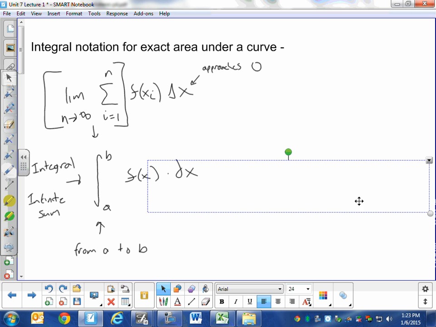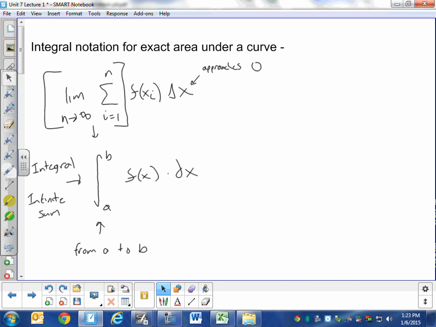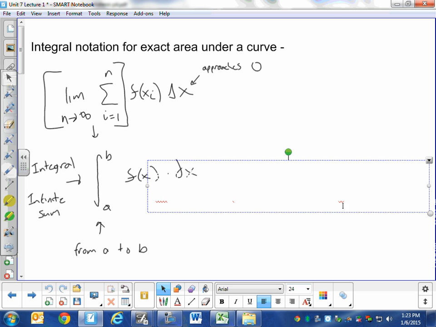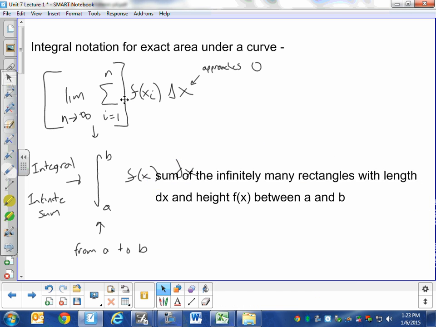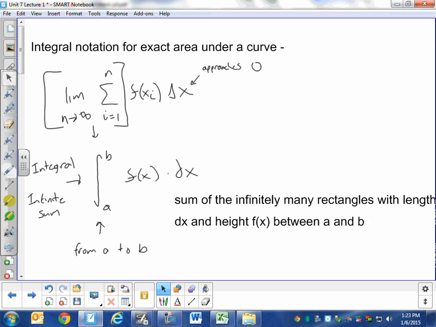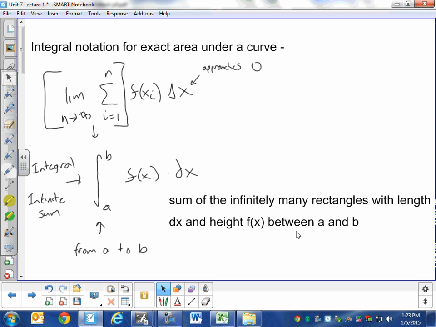And it stands for the sum of, I did this for a reason. There we go. Sum of the infinitely many rectangles with length dx and height f of x between a and b. Okay? So, what is that notation? It's just area. Essentially, it's an accumulated sum. It's a sum of infinitely many things, which really represents the sum of these rectangles, which can be thought of as area.